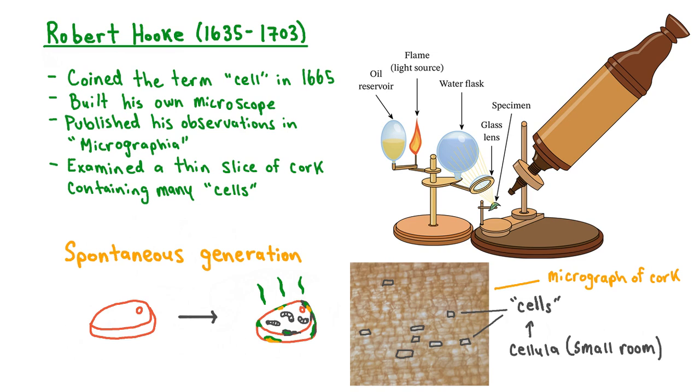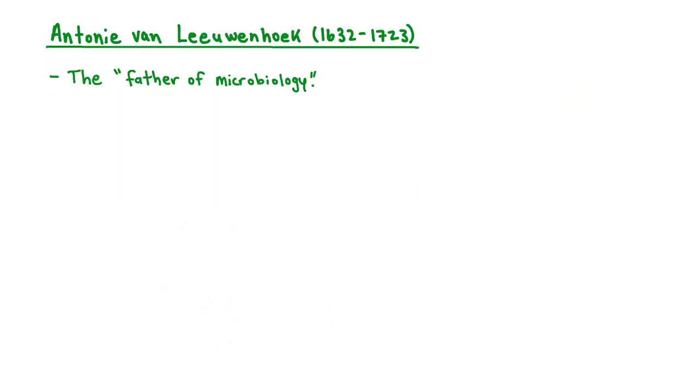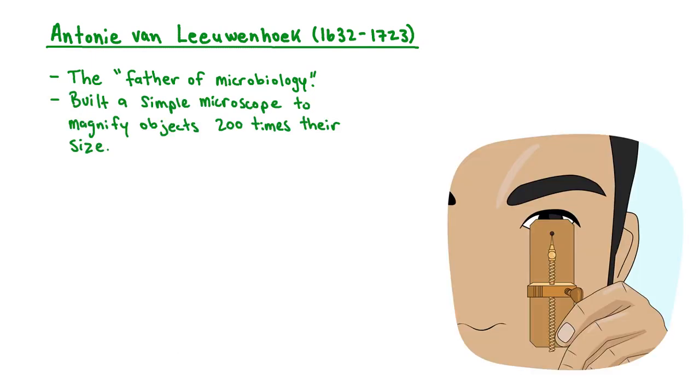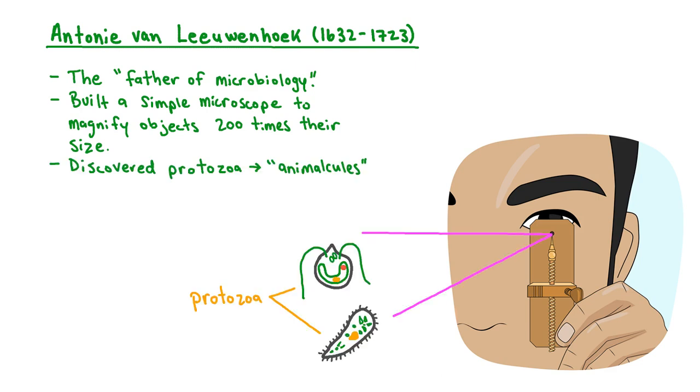This was achieved by Antony von Leeuwenhoek, who is often called the father of microbiology. Van Leeuwenhoek was a Dutch businessman, politician, and microscope enthusiast. He learned to make his own glass lenses and built a simple microscope. This was essentially a single powerful magnifying glass lens that was able to magnify objects to over 200 times their original size. This microscope allowed him to observe a wide variety of microscopic life.